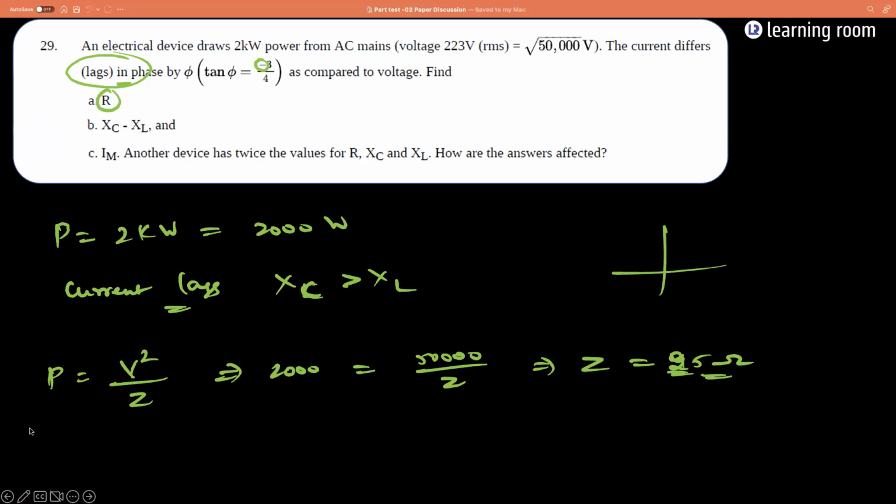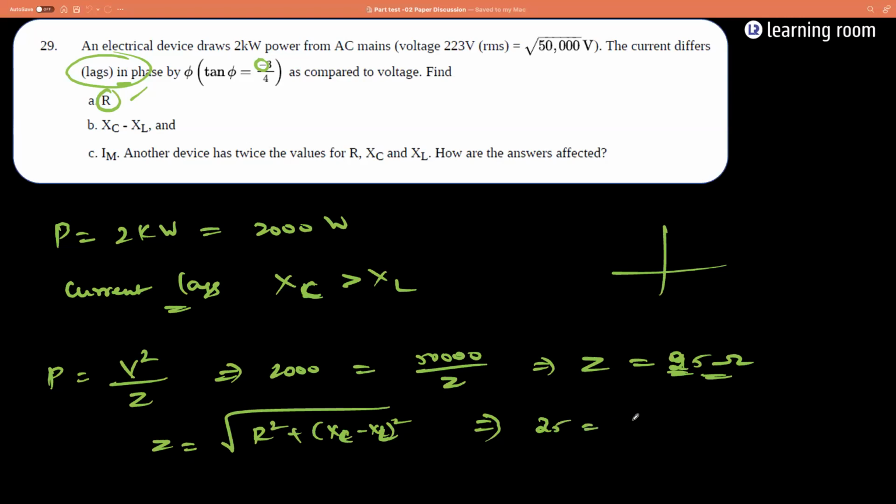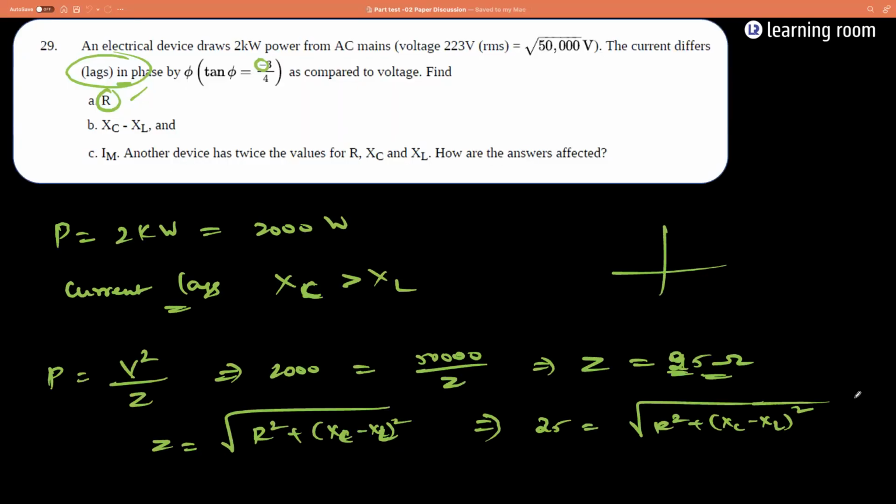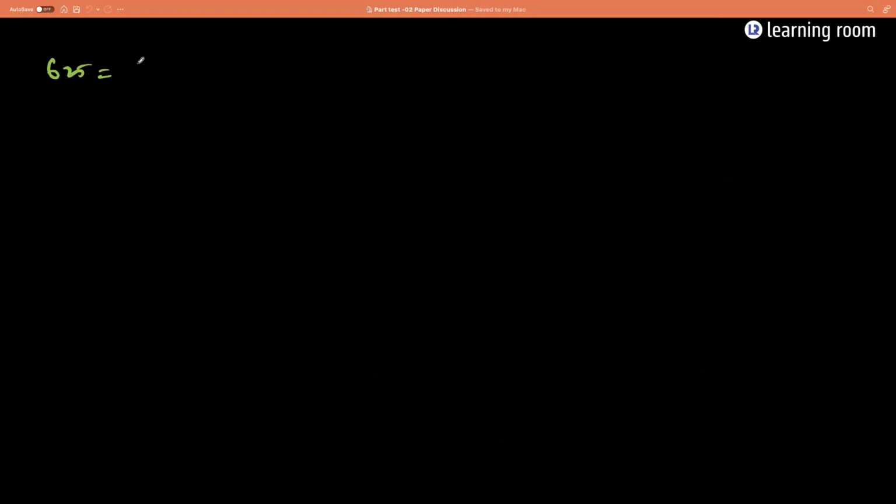So we found Z, no. What do we need? We need R. So Z is equal to root of R square plus XL minus XC the whole square. Or in this case, I will take it as XC minus XL because XC is greater than XL. So what is the value of Z? It is going to be 25 is equal to square root of R square plus XC minus XL the whole square. Right. Now tell me, squaring on both the sides, what do we get? 625 is equal to R square plus XC minus XL the whole square.